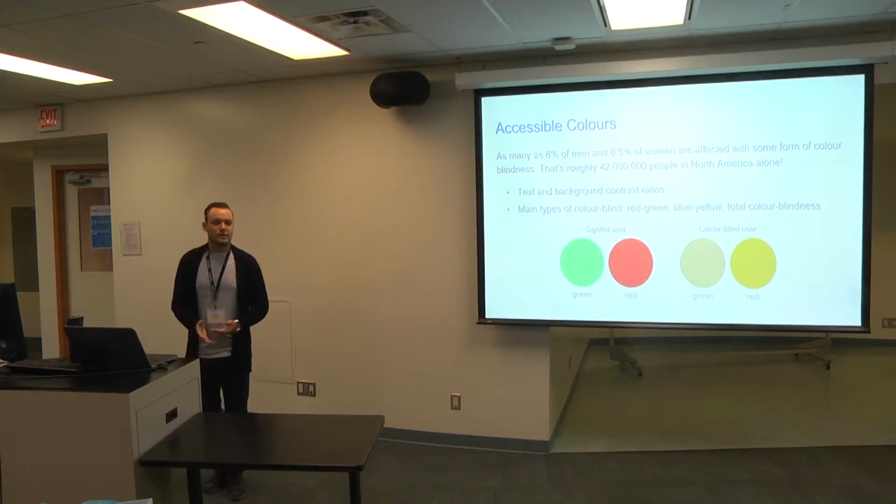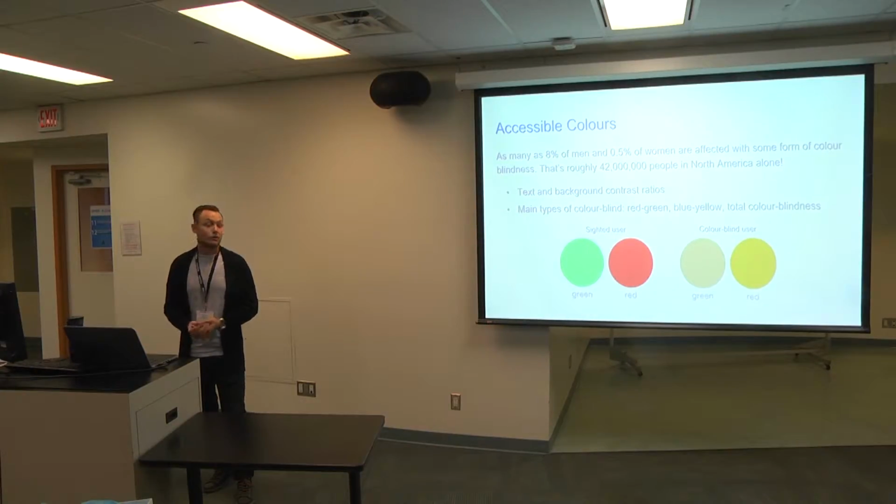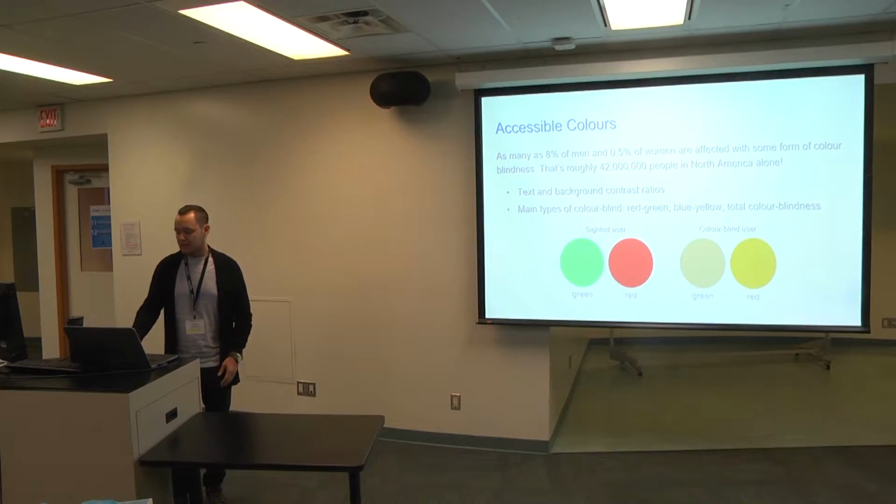And in the picture on the left, you can see the way a sighted user would see green and red. They can easily distinguish between the 2 colors. But a green-red colorblind user would see them as kind of like a greenish-brown. It's very hard for them to distinguish, so you can tell that using these within your website or application might cause confusion for that type of user.